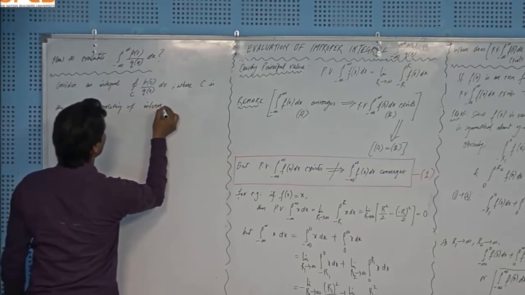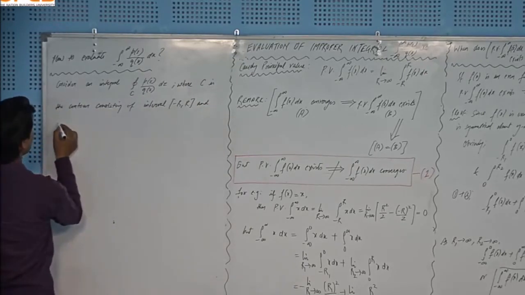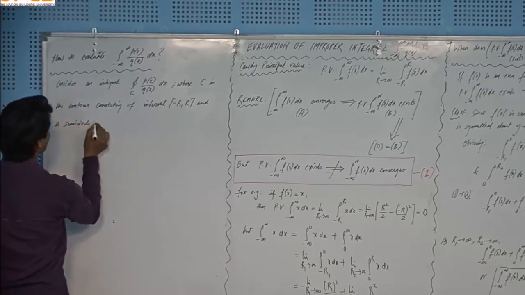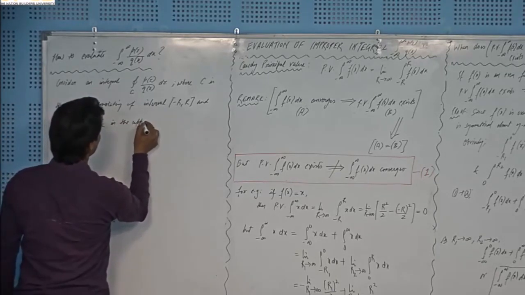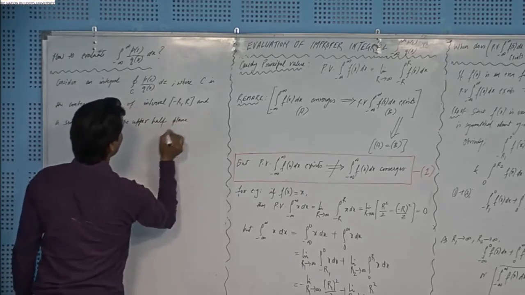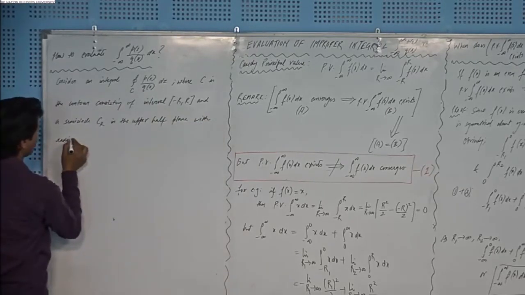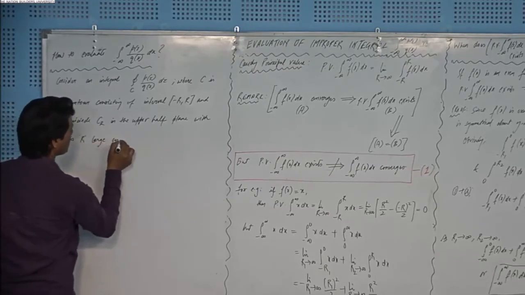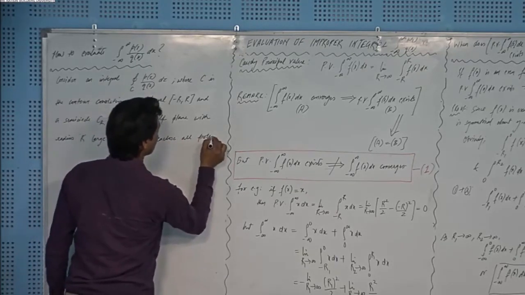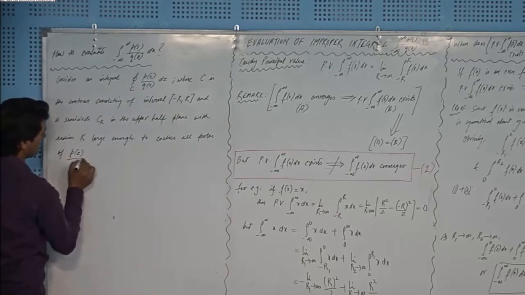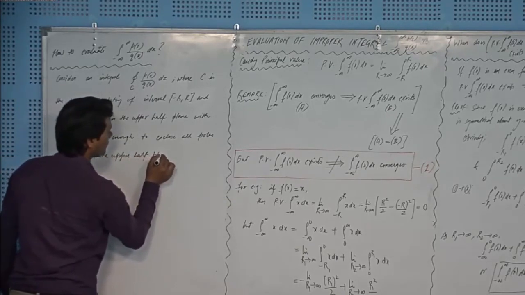the interval minus R to capital R, and a semicircle CR in the upper half plane with radius R large enough to enclose all poles of P(z) over Q(z) in the upper half plane.